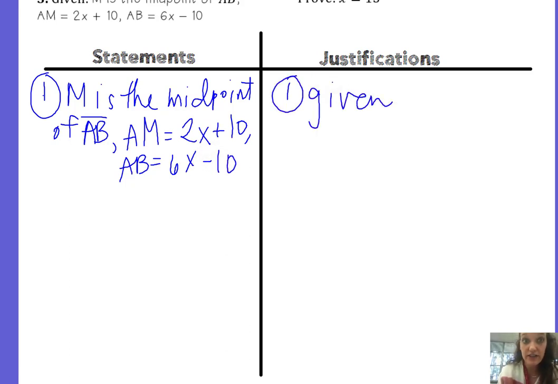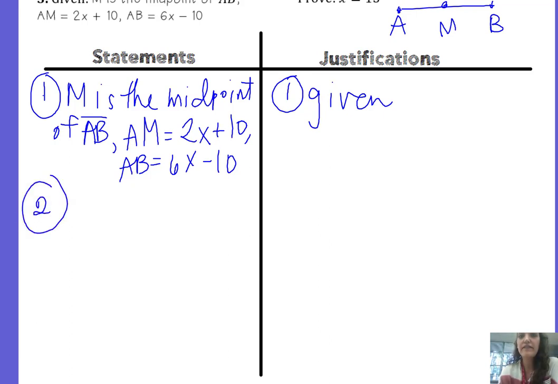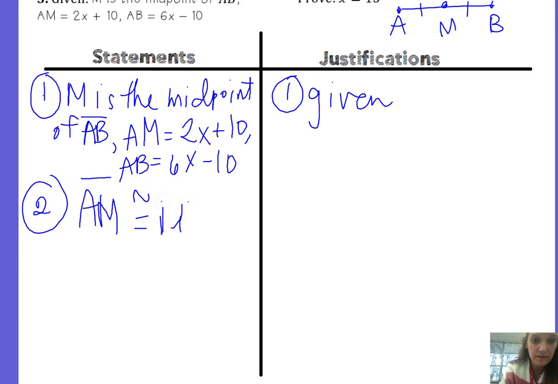So I'm definitely going to want to draw a picture. So here's M. It's the midpoint of AB. And I know that if M is the midpoint of AB, that means that segment AM and segment MB are going to need to be congruent to each other. So segment AM needs to be congruent to segment MB by the definition of a midpoint.